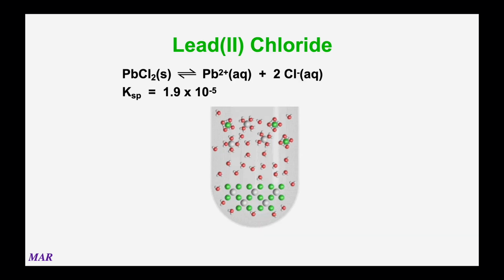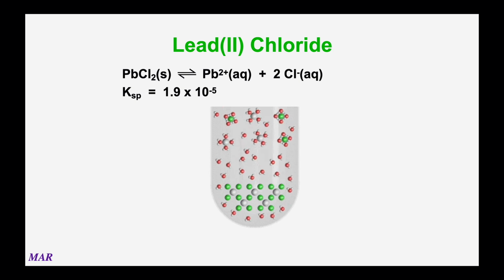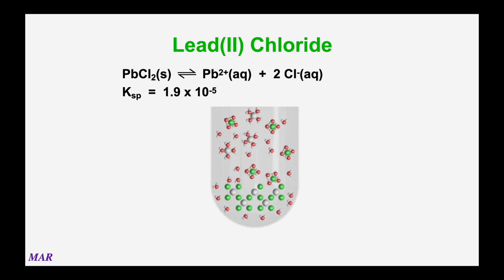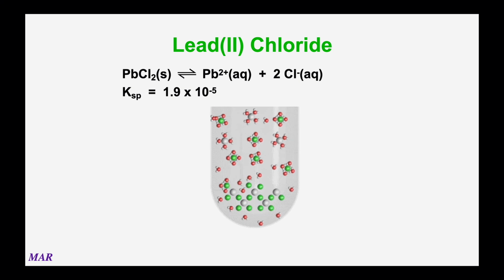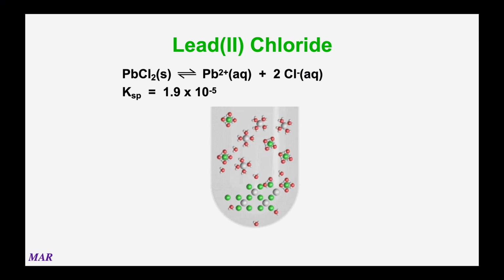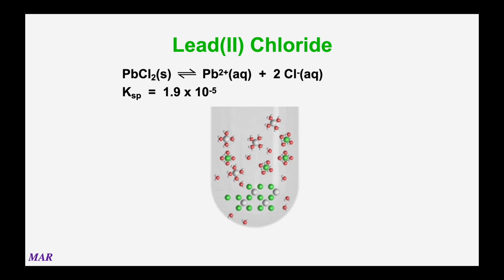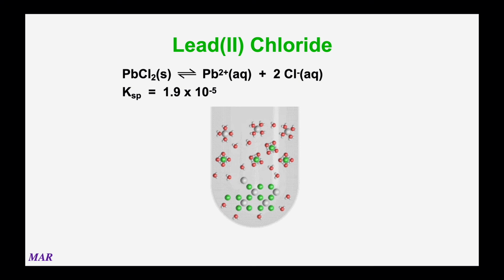When solid lead chloride is added to water, a small number of ions are released into solution. Those ions can reattach to the solid, while other ions can dissolve. A state of dynamic equilibrium is reached, in which the concentrations of ions are constant and can be described by an equilibrium constant expression. The Ksp for lead-2 chloride is 1.9 times 10 to the minus 5, and we can figure out what the solubility of lead-2 chloride is from the Ksp.